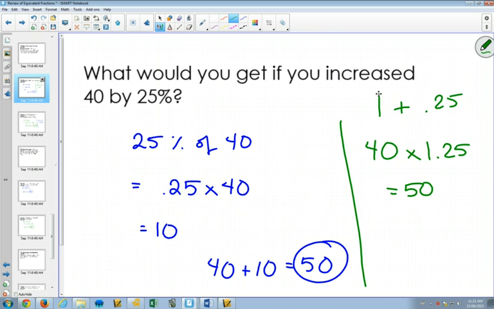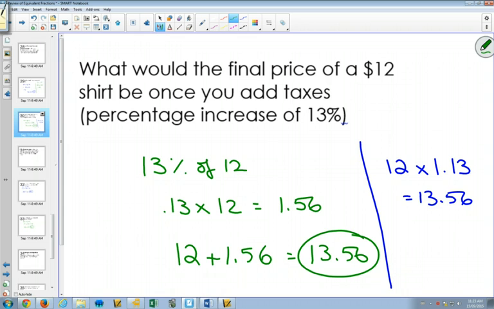And one of the places where this comes in really handy is when you're doing things with taxes. So if you wanted to add 13% taxes, notice we took 1 and then added 0.13, the 13%, and multiplied by 1.13 to get our final price with taxes, and that gave it right away.